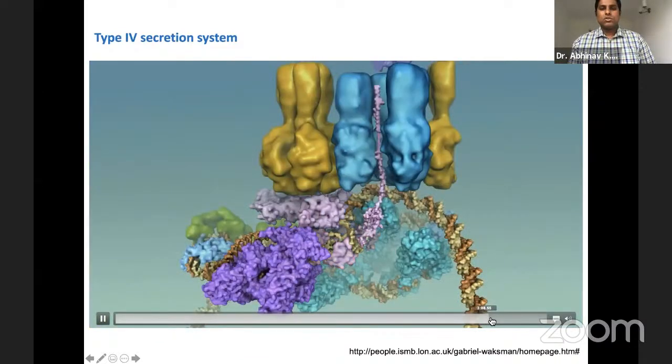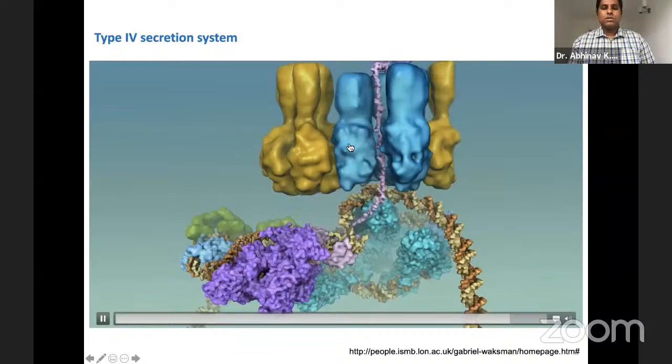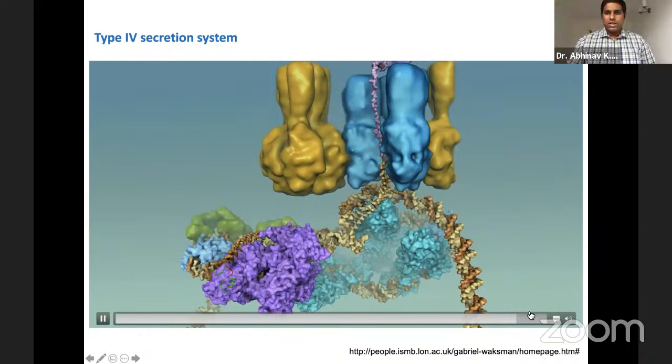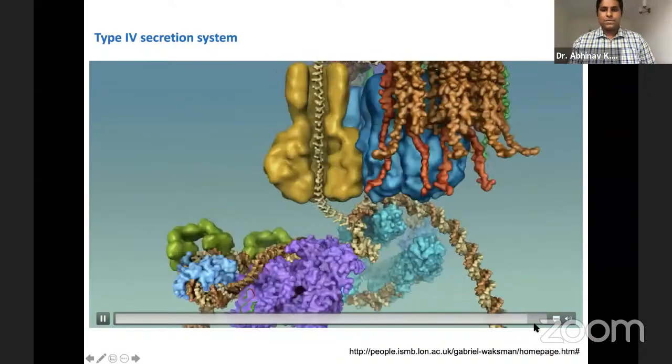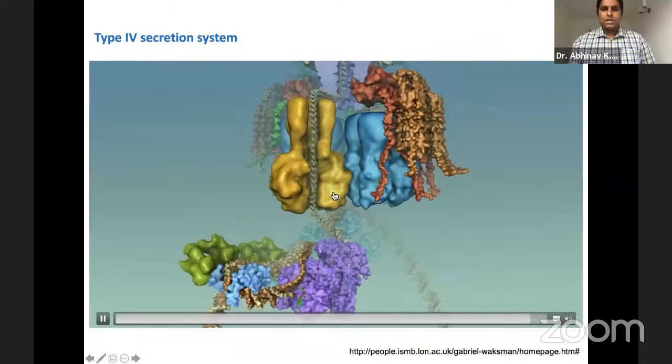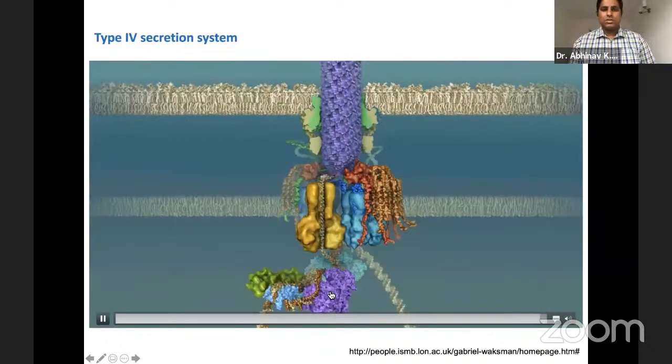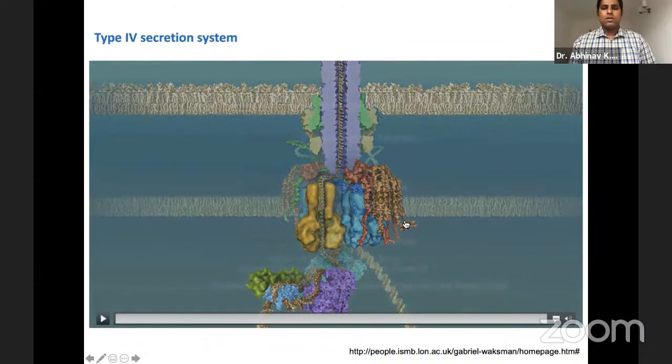And then this whole uncoiled protein, the relaxase, with the single strand of DNA passes through this double membrane structure onto the other cell, as we'll see now in a minute. So this is basically now the DNA, the single stranded DNA, which has started going through the double membranes onto the other cell.